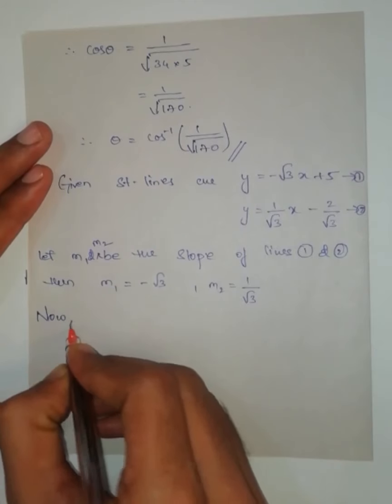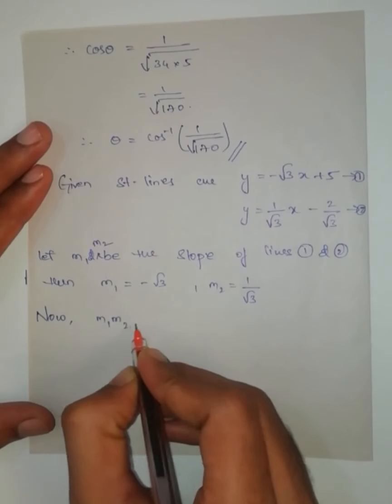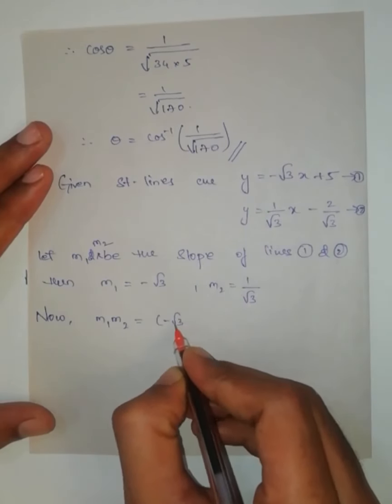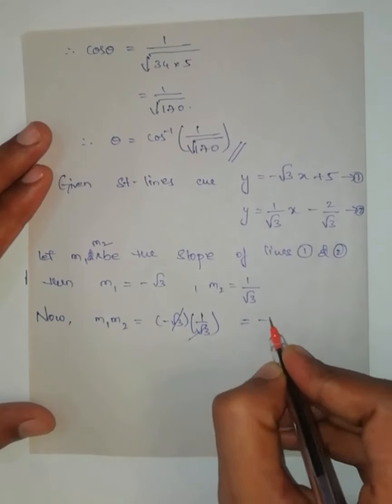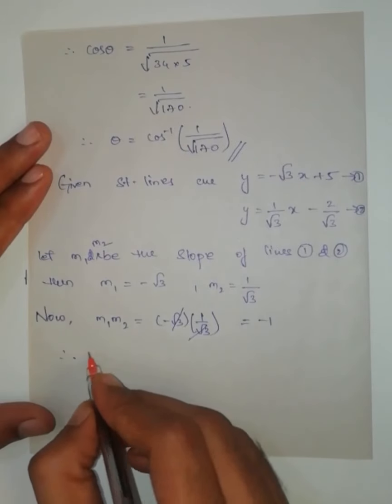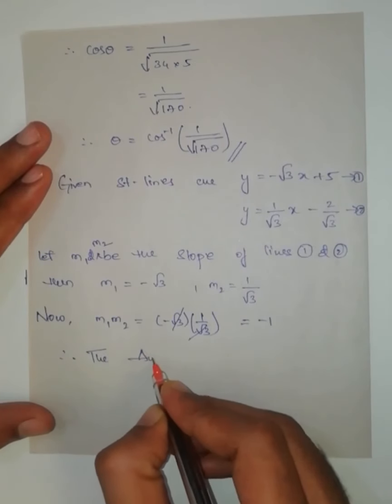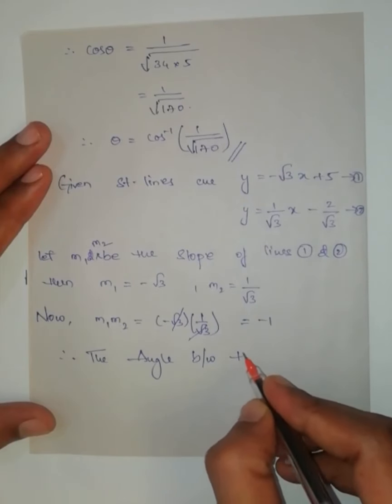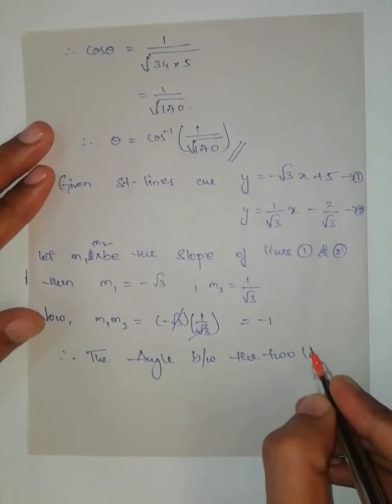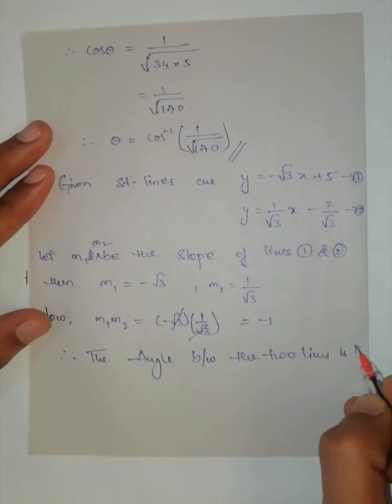Now m1 into m2, that is minus root 3 into 1 by root 3, the root 3s get cancelled, which is equal to minus 1. Therefore the angle between the two lines is 90 degrees.